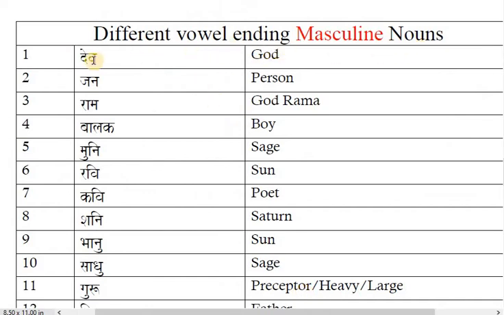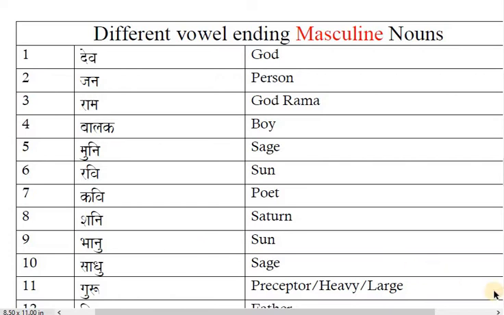Different vowel endings. Here you read a word Deva ending with A sound. Jana ending with A sound. These are masculine words. Rama ending with A sound. Balaka ending with A. Muni is ending with I. Number 6, Ravi, Kavi, Sunny, all 4, 5, 6, 7, 8. These 4 words are ending with I sound. All are masculine only. Right? This is ending with A masculine, I masculine.